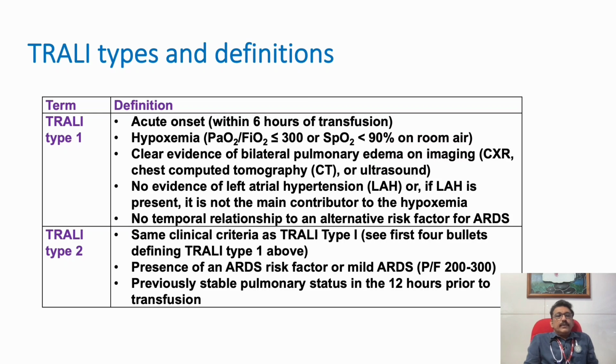Now there are two types of TRALI, type 1 and type 2. TRALI type 1: acute onset within 6 hours of transfusion, hypoxemia with PaO2 by FiO2 ratio less than 300 or SpO2 less than 90 on room air. Clear evidence of bilateral pulmonary edema on chest X-ray, CT or ultrasound. We can see B lines in ultrasound. No evidence of left atrial hypertension. If left atrial hypertension is present, it is not the main contributor to hypoxemia. No temporal relationship to alternative risk factors for ARDS.